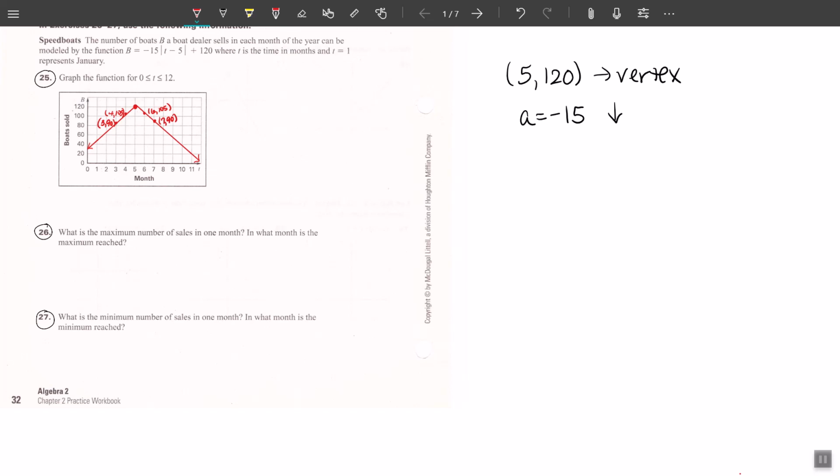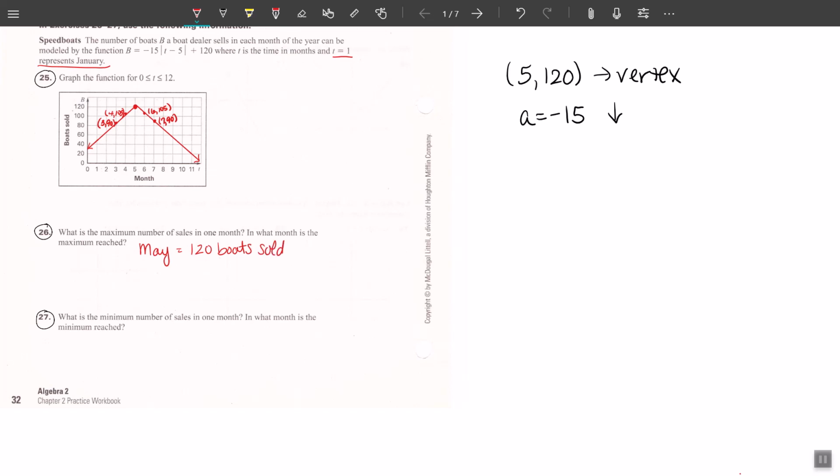What is the maximum number of sales in 1 month? Well, that is our vertex. That is the maximum point, that vertex, because it's opening downward. The maximum point is that 120, that 5, 120. That's our vertex. So in month 5, which if we go back up here and we see that they told us that t equals 1 is going to represent January, then if month 1 is January, that makes month 5 May. All right, so in May, there were 120 boats sold. That's the maximum.